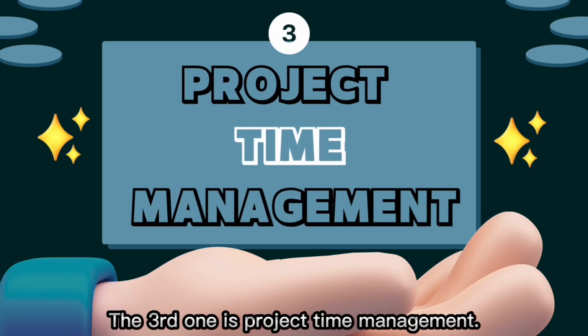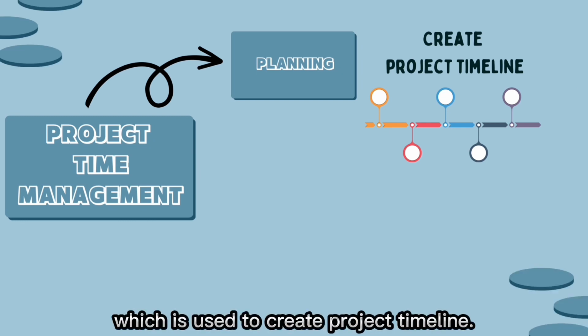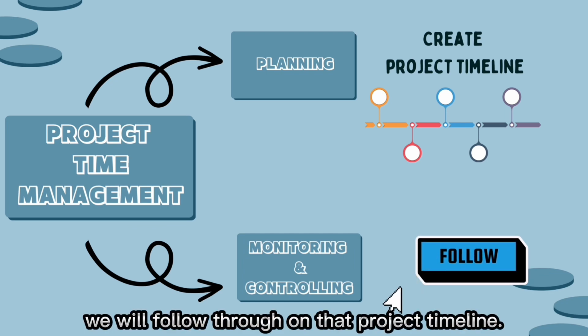The third one is project time management. It appears throughout 2 process groups. The first one is planning process, which is used to create project timeline. Secondly, in the monitoring and controlling process, we will follow through on that project timeline.